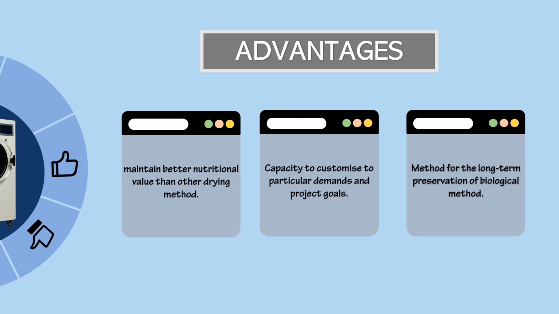The second one is capacity to customize to particular demands and project goals. Freeze-dried ingredients can be cut or ground into many different sizes and shapes, everything from whole fruits and vegetables down to fine powder. Finished product can be easily mixed into any blend or formulation for a flavor profile completely unique to your final product. The last one is a method for the long-term preservation of biological materials.